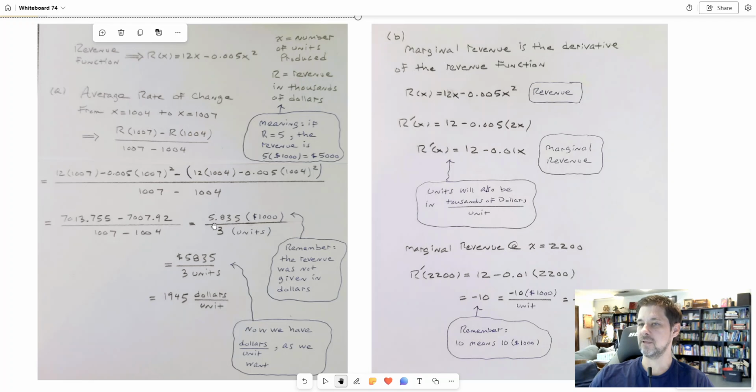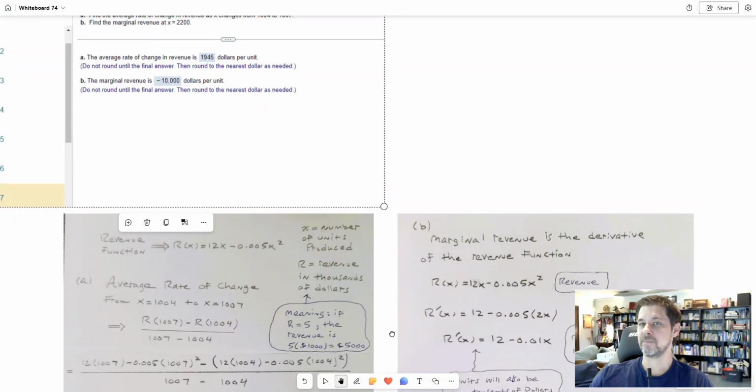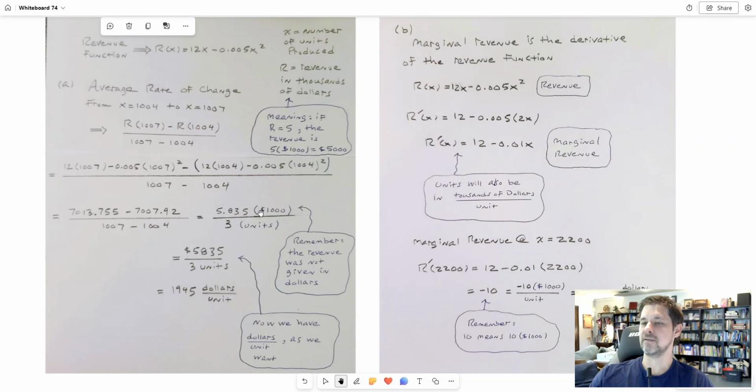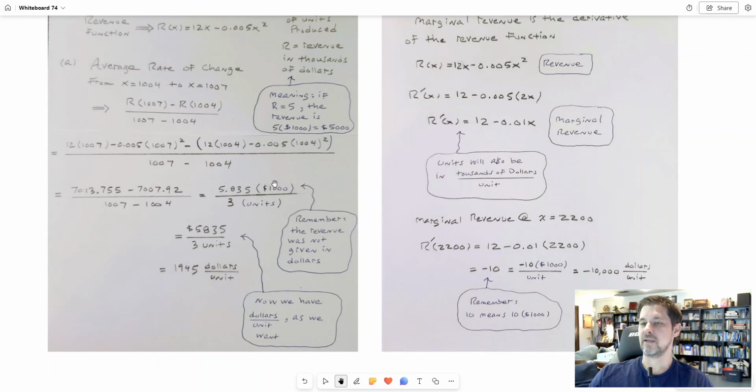Does that mean the revenue was $5? No, that means the revenue is 5.835 times $1,000. What we get out of that revenue function was not going to be a number in dollars. We take that number that we get, we multiply it times $1,000. The reason why that's important and necessary in this problem is because notice the units here. It says give the average rate of change in dollars per unit. If I don't make this conversion right there, I'm not going to get it in dollars per unit.